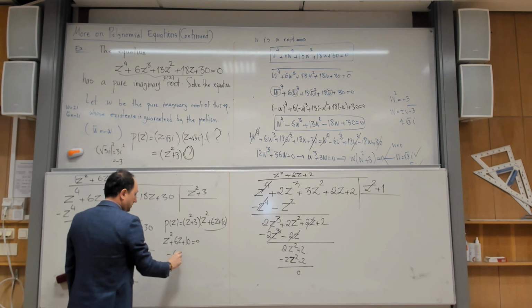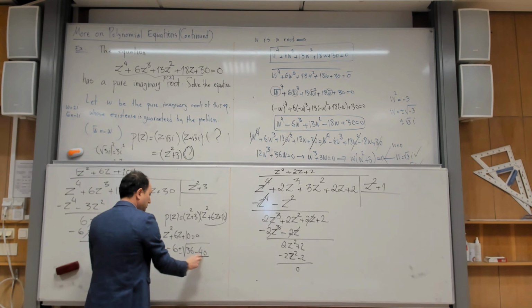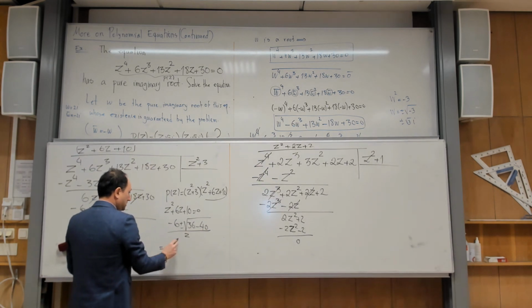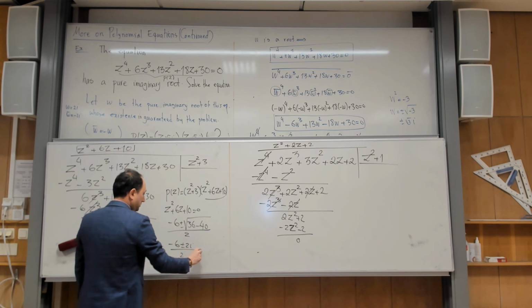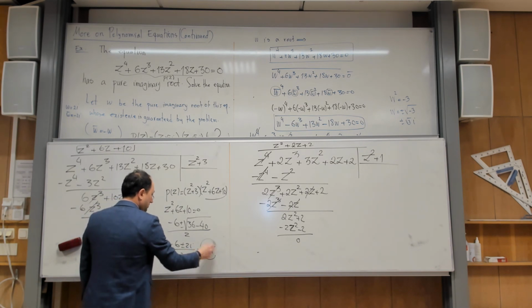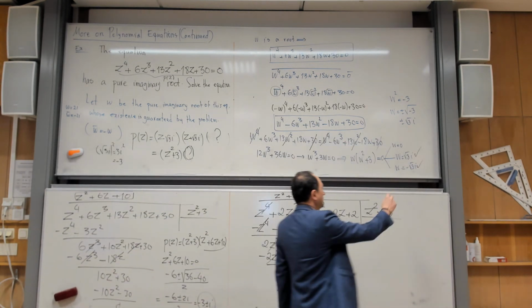So you solve that one. It's minus 6 plus or minus the square root of 36 minus 40, divided by 2. So it becomes minus 6 plus or minus 2i divided by 2. So minus 3 plus or minus i. So these are two roots, and these are also two roots of that equation.